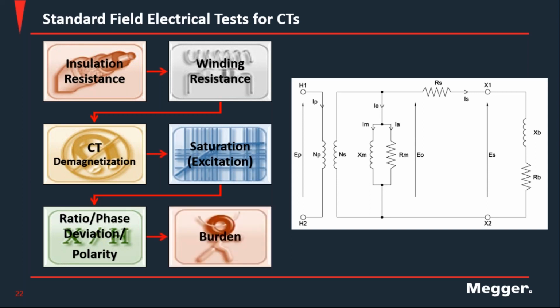And finally, the burden. Remember, this is not a test on the actual CT. For the testing of the instrument transformer, you disconnect the burden, the circuit that is connected to it, and once you finish testing the CT or the voltage transformer, you go and connect the instrument to this circuit and measure this total impedance that you see from the wiring that goes from the control cabinet down to the individual elements.